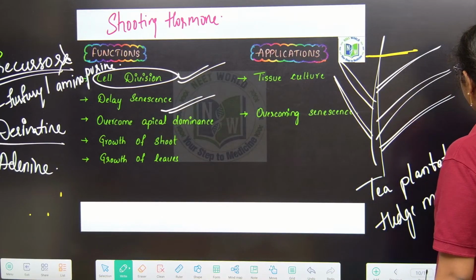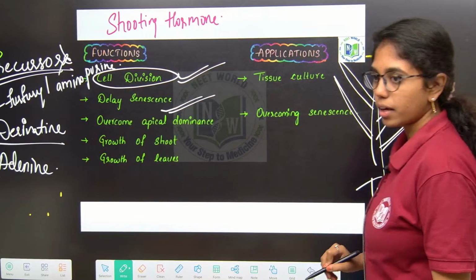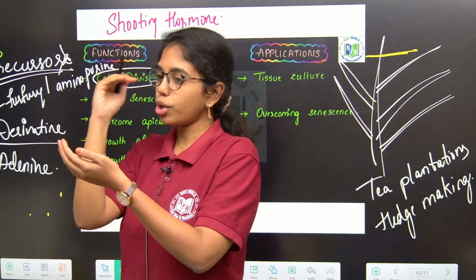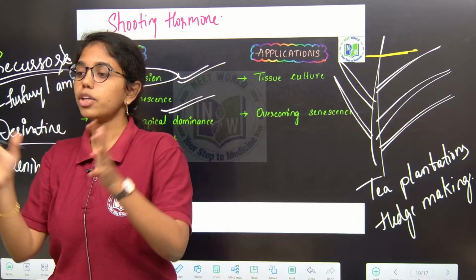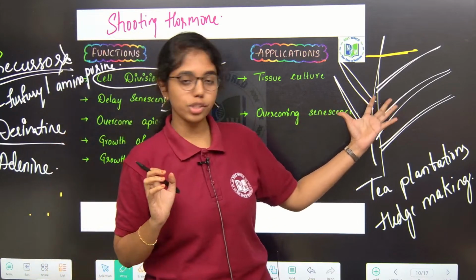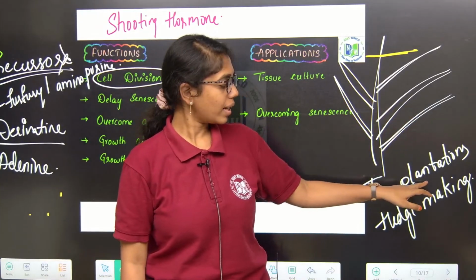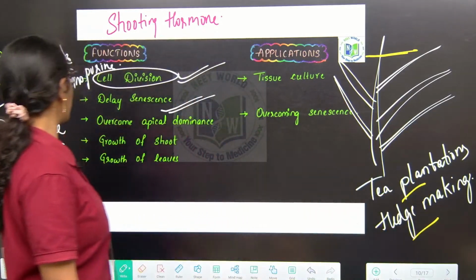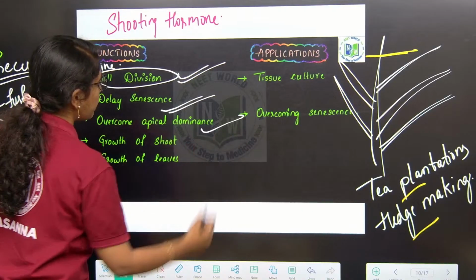Tea plantations and hedge making, wherein decapitation of the apical buds will lead to profuse branching of what? Lateral buds or lateral branches growth, which is used in what? Tea plantations and hedge making. So, that is about overcoming apical dominance.